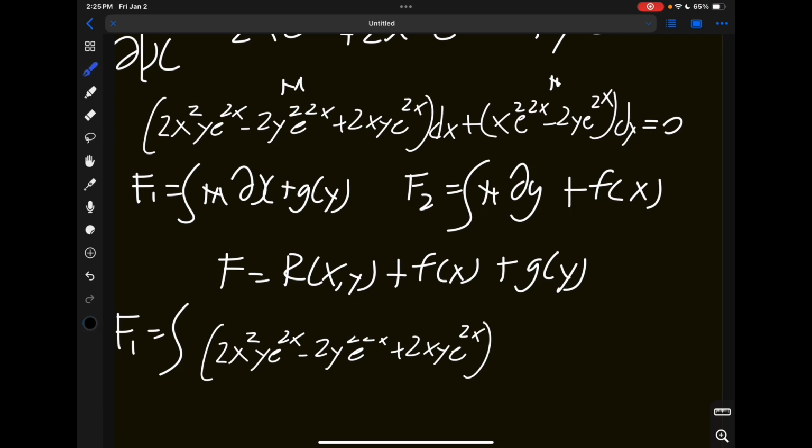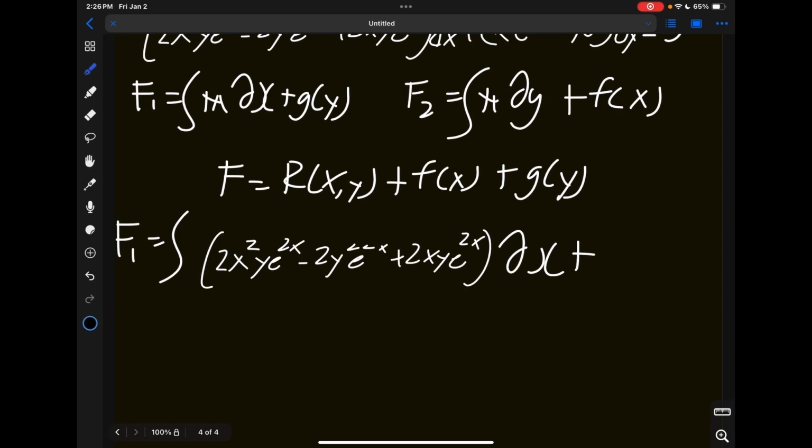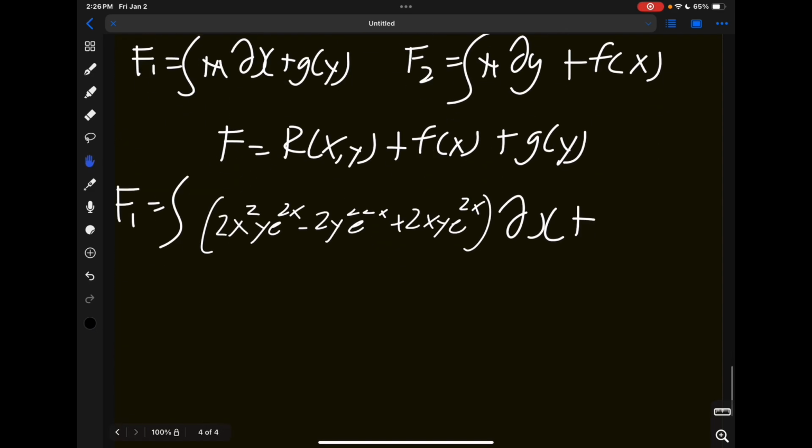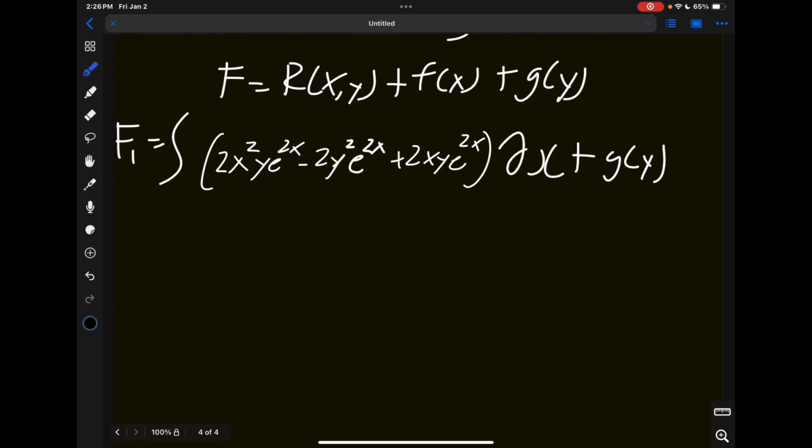The integral of our M, let me just copy. Partial derivative of x plus f of x, partial derivative of x plus g of y. Wait, there's something missing. Never mind, let me arrange this one. Okay, e to the 2x. It's right. So the first part, since it's with respect to x, means we use integration by parts, since the y term we treat as constant.